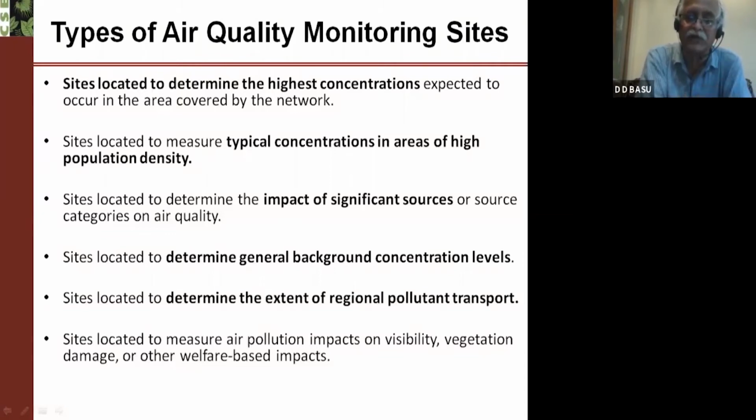Sites are also located to measure air pollution impacts on visibility, vegetation damage, or other welfare-based impacts. Particularly in India, visibility is lost because of dust storms. There are also industries which create a sudden release of a high amount of air pollutants, particulate, causing vegetation damage. This happens due to sulfur dioxide emission, particulate emission, or ozone impact, or other welfare-based effects, that is the health of the people. This is the types of air quality monitoring sites in a nutshell that I have explained to you.